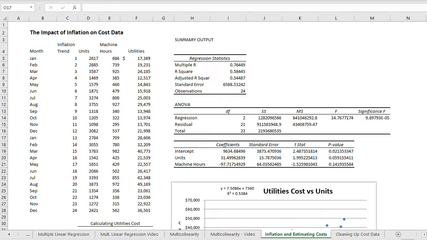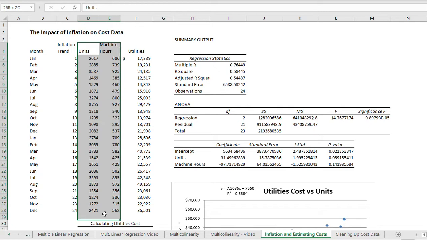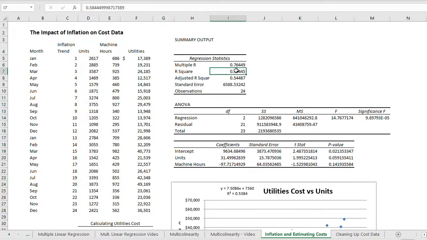We've got regression output trying to estimate our total utility cost based on units produced and machine hours. With our basic data here, we can explain 58% of the overall variation in utility cost by looking at both units produced and machine hours. From our regression output, we see that units are significant at the 5% level, and machine hours would be significant at roughly the 14% level.